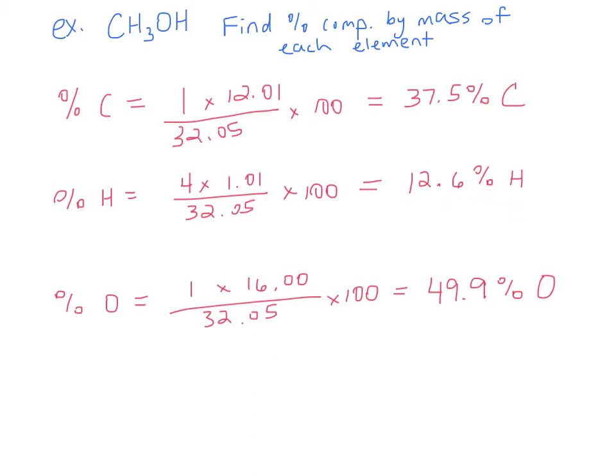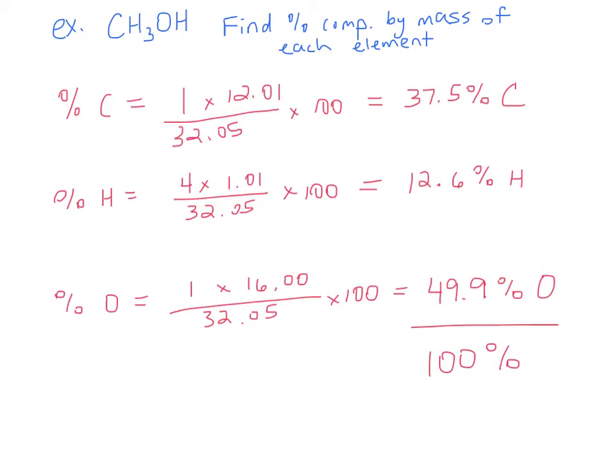And the percent oxygen, there's 1 of those, multiplied by its molar mass, 16, divided by the molar mass of methanol, which is 32.05, and then multiply by 100, and you get 49.9% oxygen. And you'll notice that when you add these up, these all do add up to 100%. Now that's not always the case, because of sig figs. They can be a little bit off. And sig figs are hard on this. Generally I go to about 3 sig figs. So they don't always add up to 100 based on your rounding, but it should be very, very close.